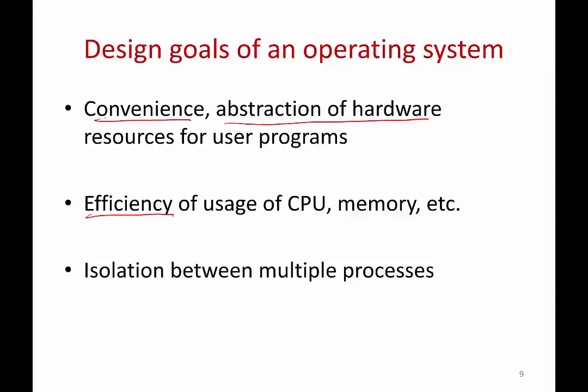And finally, another big thing is isolation. When you have multiple processes running, they are protected from each other. So one user's program cannot go and destroy the memory of another user's program, right? There's a lot of protection, isolation, and security built into the operating system. So these are the goals that any good operating system usually meets.